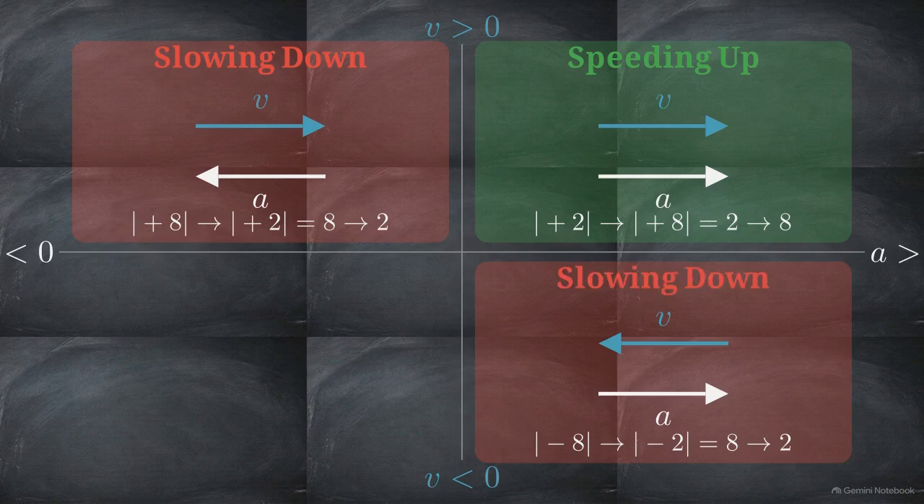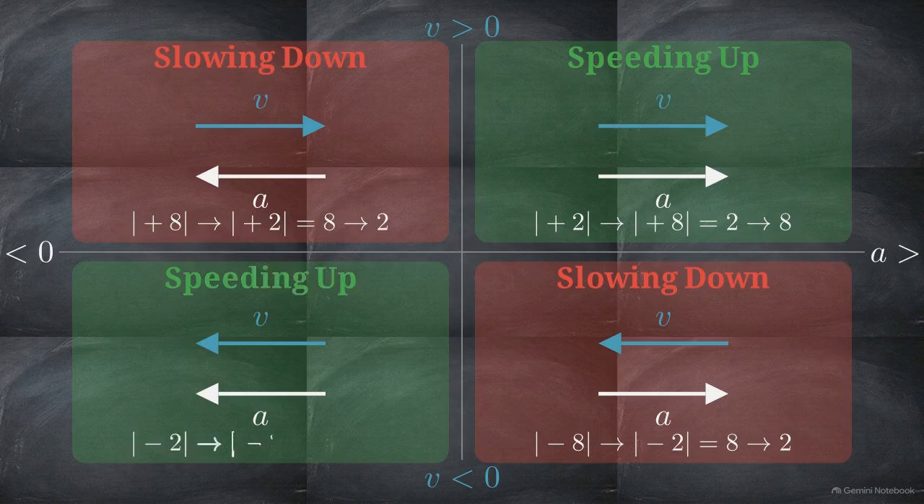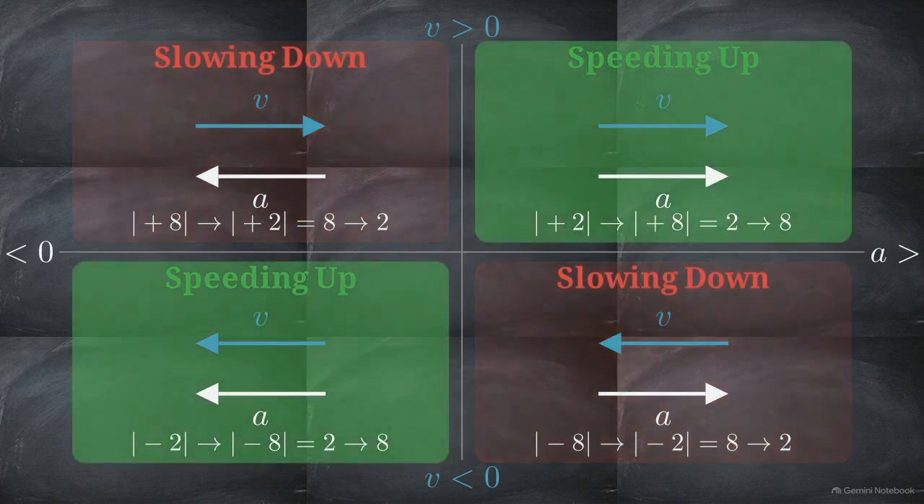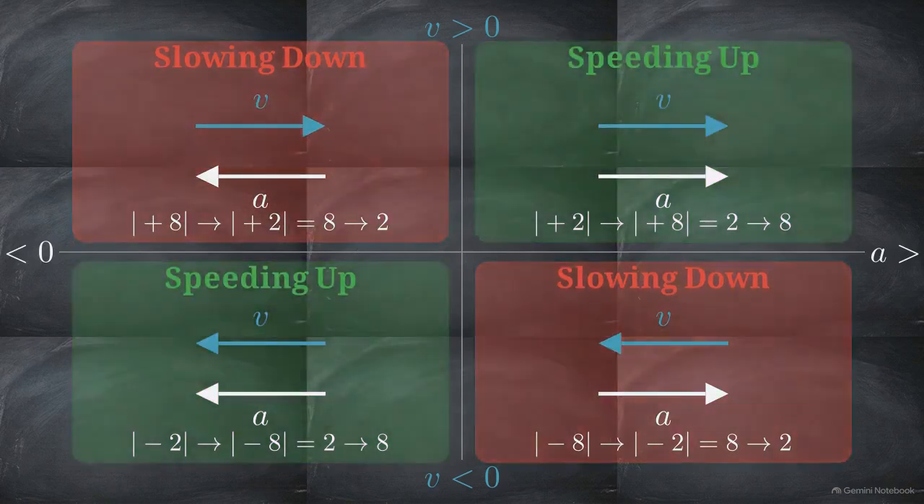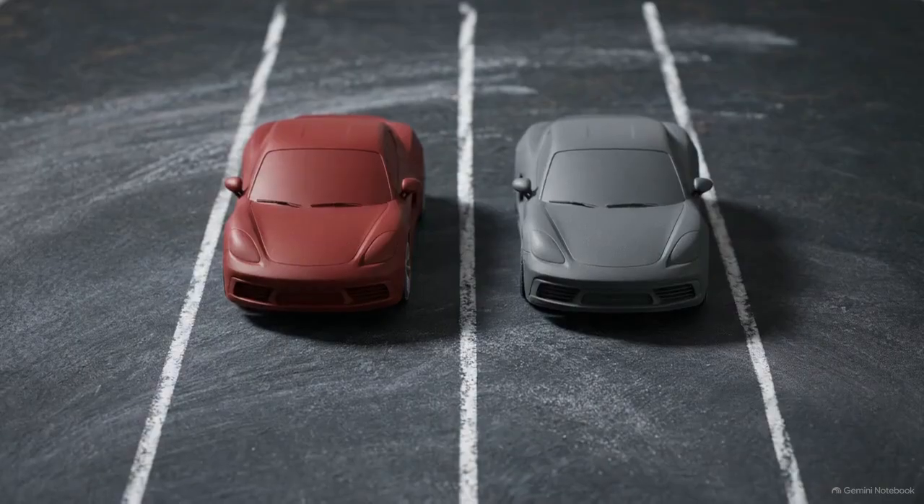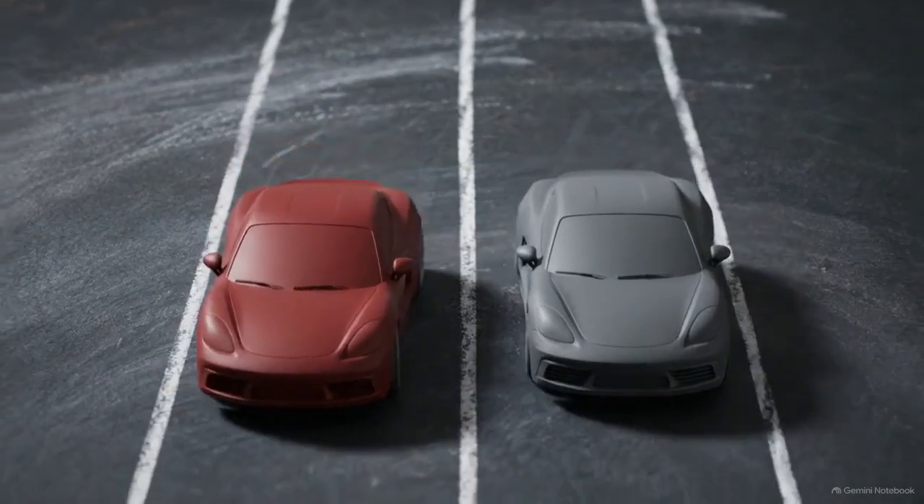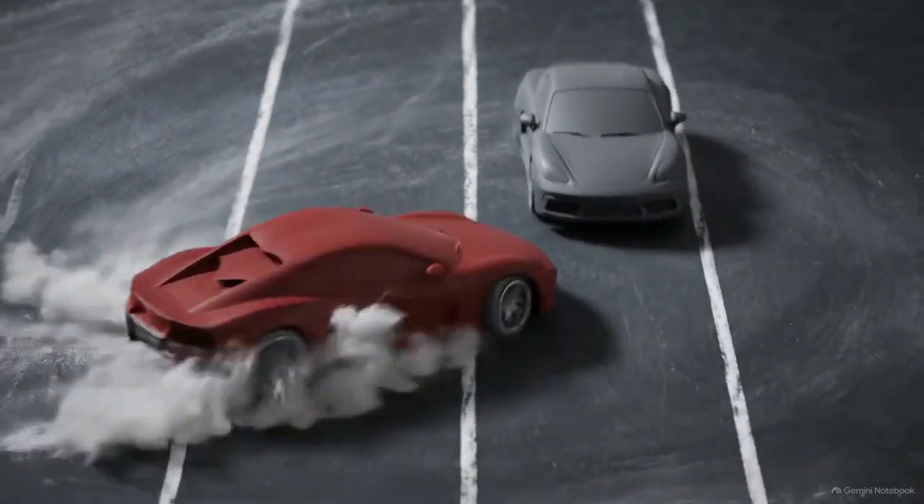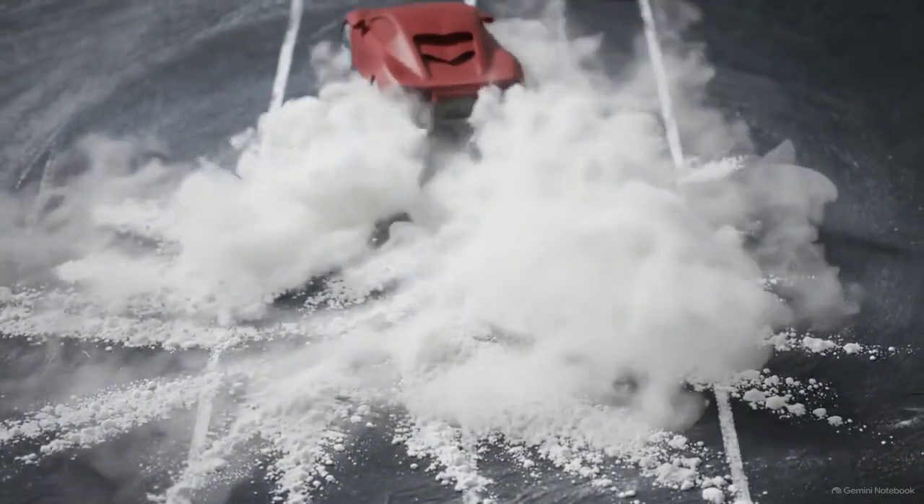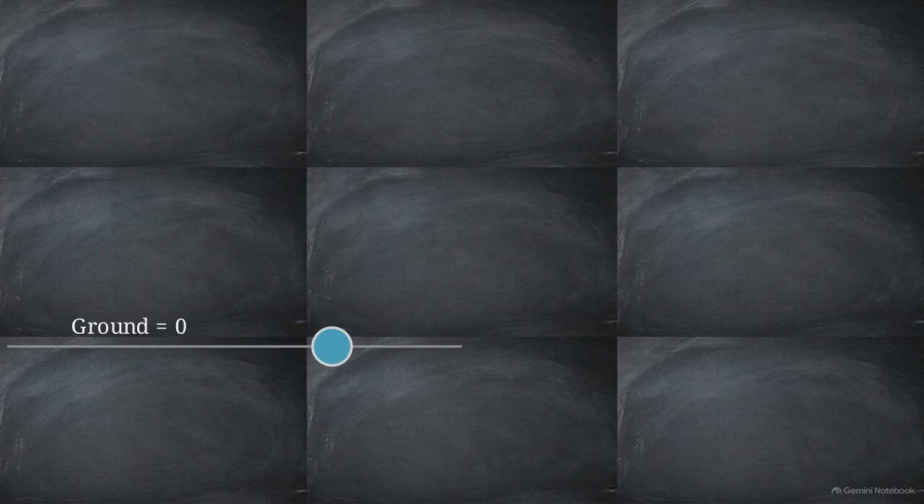Case 4. Negative velocity and negative acceleration. It moves backward and speeds up. Notice the diagonal symmetry. Matching signs compound to increase absolute value. Opposing signs shrink it toward 0. The physical phenomenon of speeding up or slowing down is determined purely by the relationship between the first and second derivatives. Let's apply this matrix to a physical test case, throwing a ball straight upward.